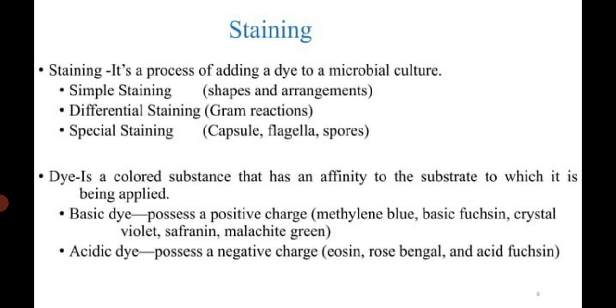Then the third type is a neutral stain. This shows a presence of positively charged as well as negatively charged chromophore groups. For example, Giemsa stain and Leishman stain.